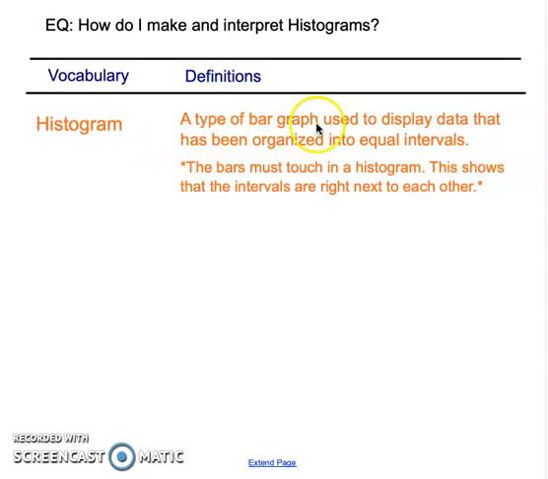A histogram is a type of bar graph used to display data that has been organized into equal intervals. It's going to look a lot like a bar graph. One of the main differences between a histogram and a bar graph, however, is that in a histogram the bars must touch. This shows that the intervals are right next to each other. We're going to talk a little bit more about this and what intervals mean as we go forward.